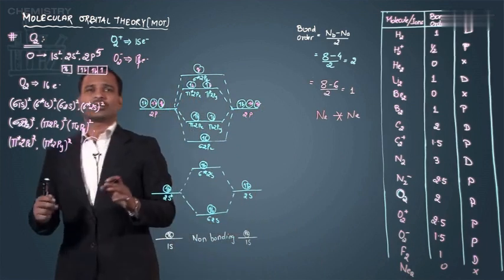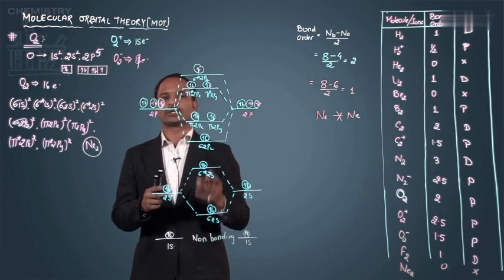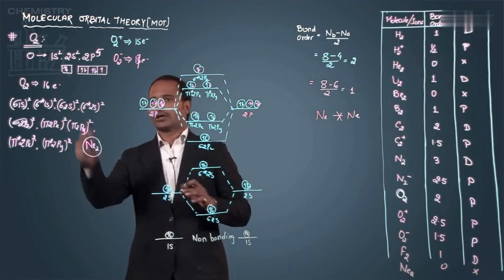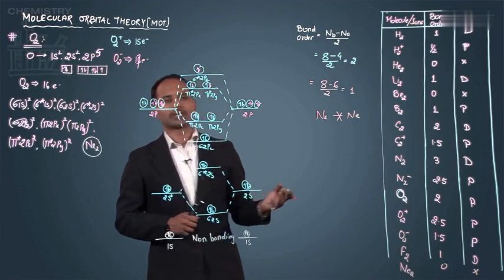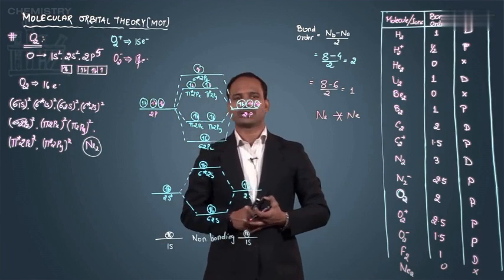So these are the molecular orbital diagrams for the molecules from hydrogen to neon, and how to write their electronic configuration, and how to calculate their bond order, and how to decide whether the given substance is paramagnetic or diamagnetic.